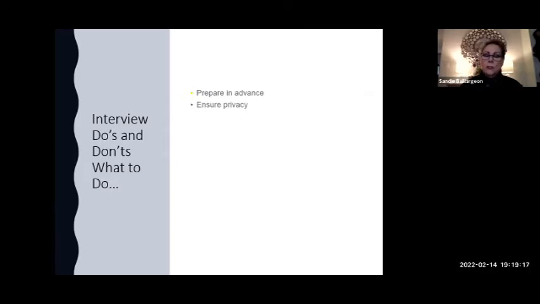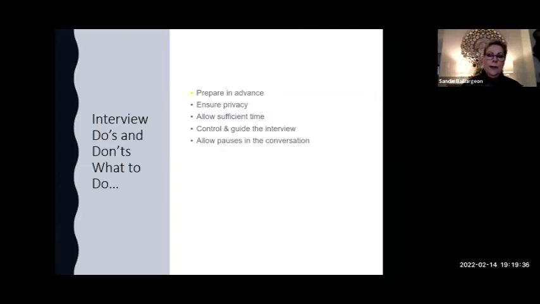So some things you do need to do are prepare in advance, make sure that there is privacy, and allow sufficient time. As I say, I think 30 minutes is sufficient for the first interview. If you're ready to call them back for the second interview, you might want to allow more time. It's important to control and guide the interview. I have had some of my clients on the video interview for the second interview.